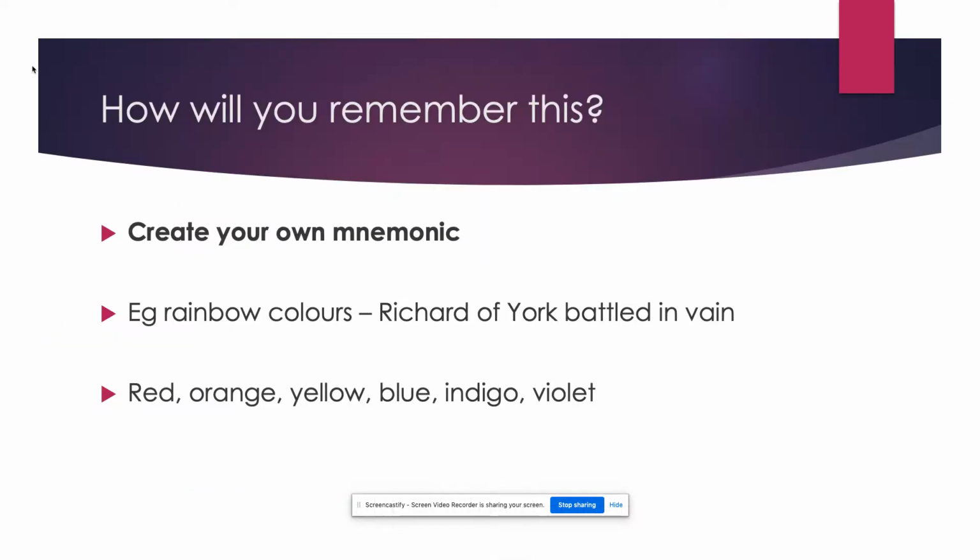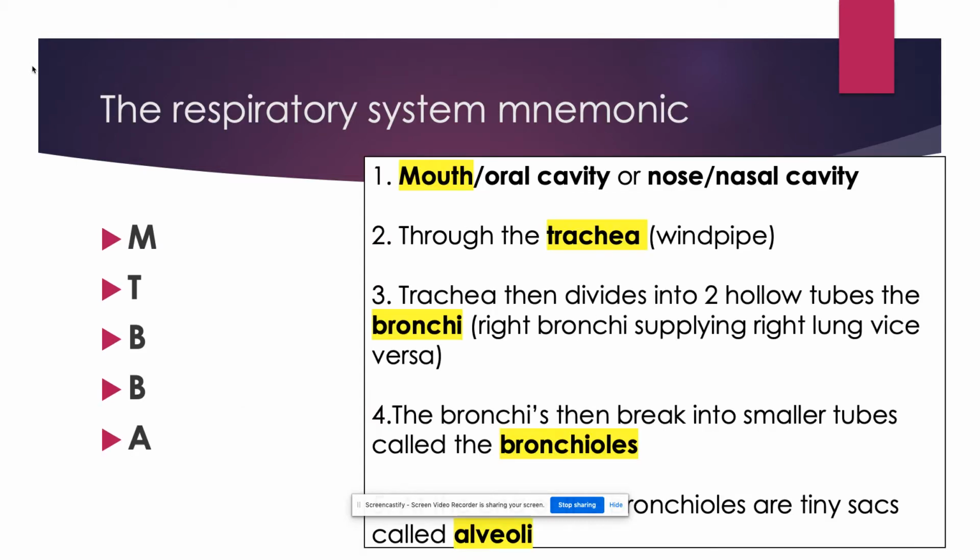You need to remember this, so you're going to create something called your own mnemonic. For example, rainbow colours, Richard of York battled in vain, is how you might remember red, orange, yellow, blue, indigo, violet. So for this, we need to try and think of a mnemonic for this. Mouth, trachea, bronchi, bronchioles, alveoli. MTBBA. See if you can make up something that will help you remember that.